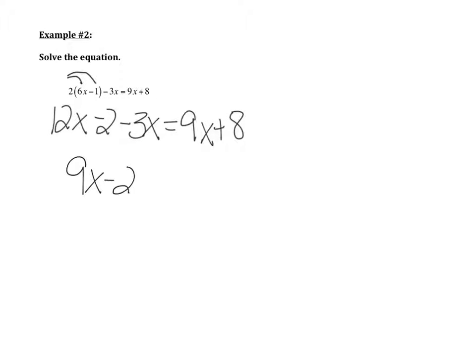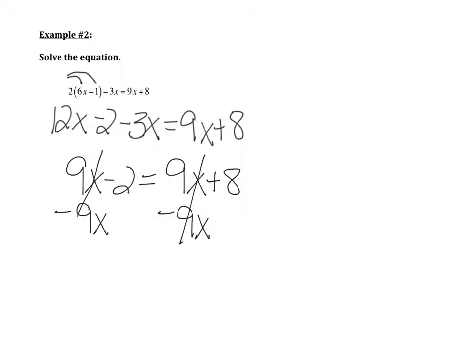That minus 2 stays where it's at, and I have 9x plus 8 on the right. So I'll now move variables to one side and everything else, the constant terms, to the other side. So I'm going to subtract this 9x, but look what happens. 9x minus 9x is 0. So I'm left with just negative 2 equals 8.